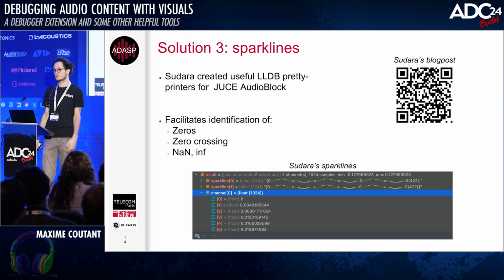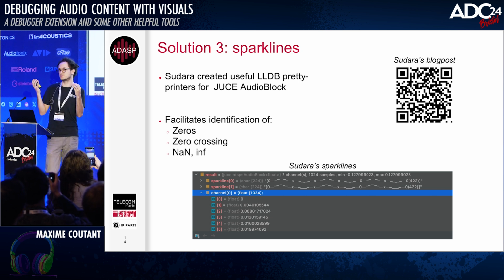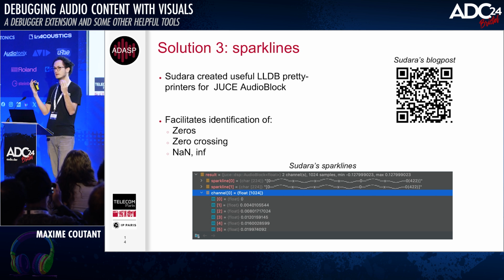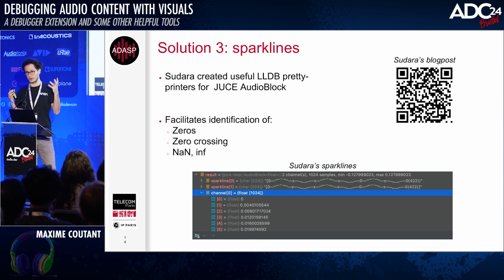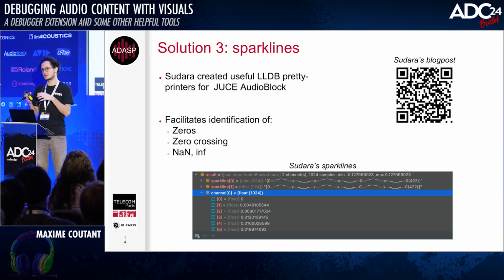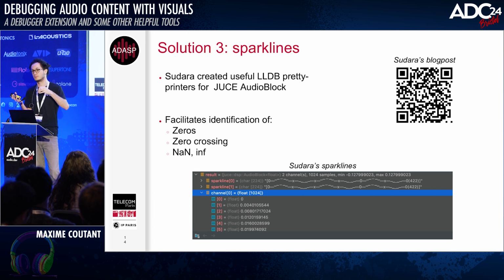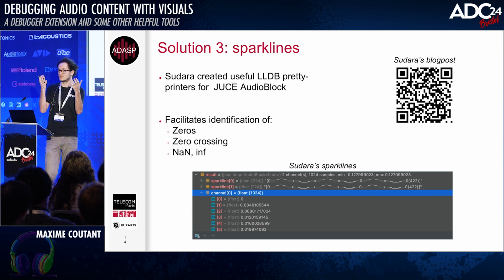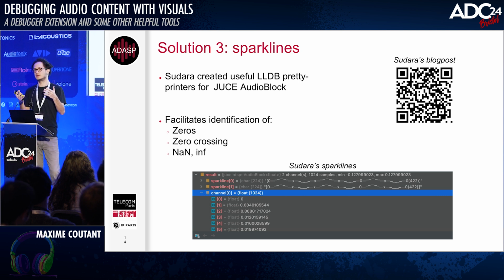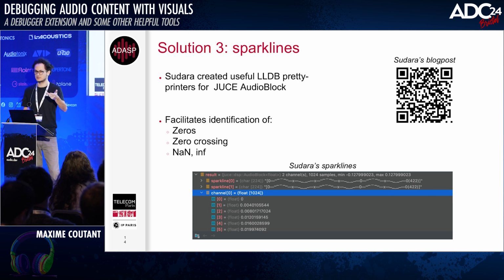Okay, so solution 3, Sparklines. The idea is to represent, in a really reduced way, a really reduced vision of your waveform directly in your debugger. So the idea is to use pretty printers. A pretty printer is a way to nicely format a variable in your debugger output. So for example, a std vector is usually made out of a pointer and a size, but when you see the std vector in your debugger output, it does not give you the pointer and the size. You might see the content itself in the std vector. This is done using a pretty printer.